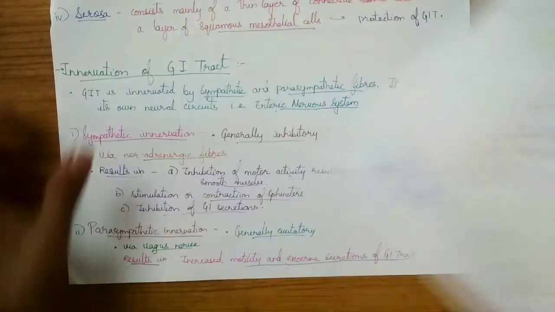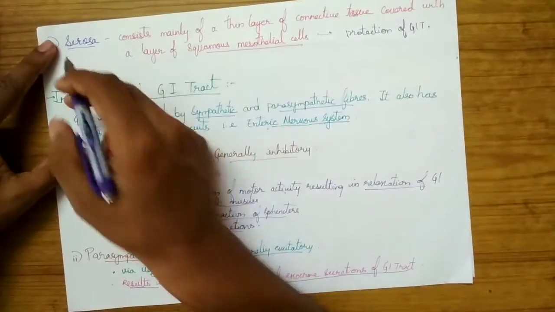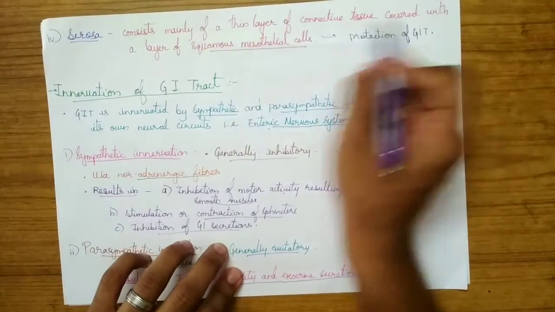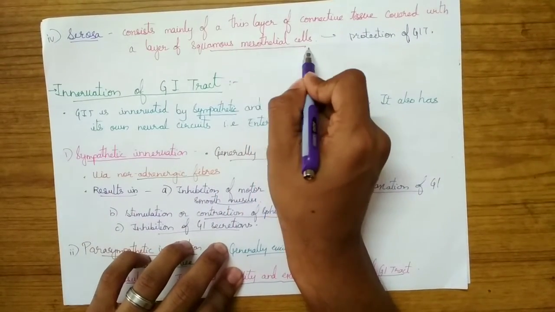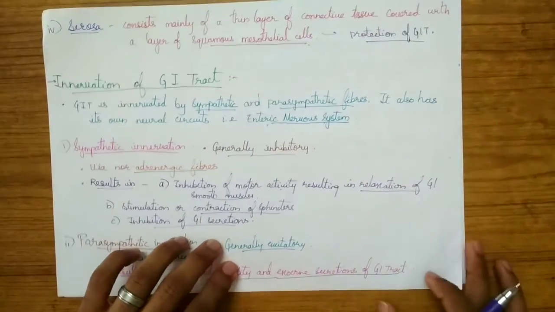So the last and the exterior-most part of the GIT is the serosa. It consists mainly of a thin layer of connective tissue covered with a layer of squamous mesothelial cells. This layer actually helps in the protection of the GIT.